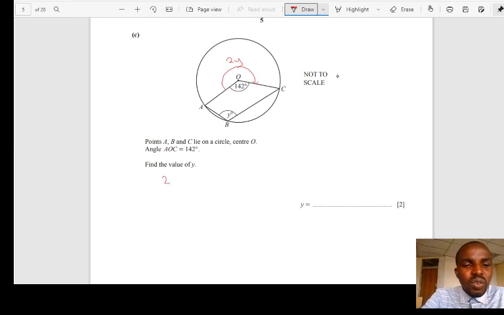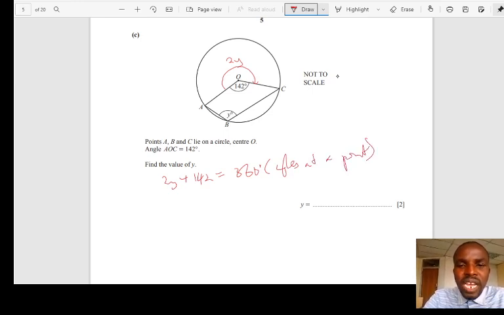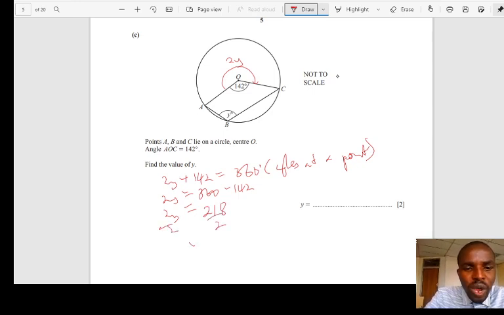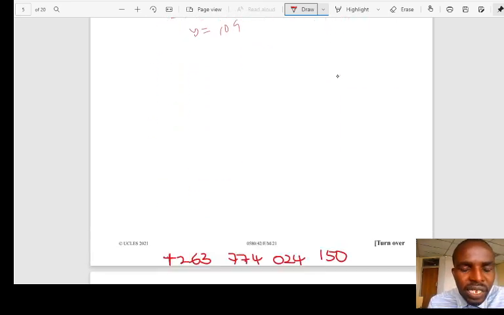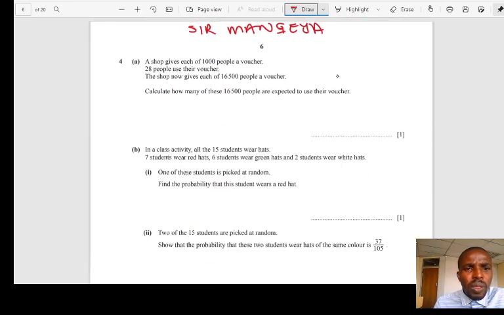Then you can say 2y plus 142 is equal to 360 degrees. Reason: angles at a point add up to 360 degrees. So 2y will be 360 minus 142. 360 minus 142, you get 218. Then you divide by 2 to get y. So y will be equal to 109. 109 degrees. Units, please.